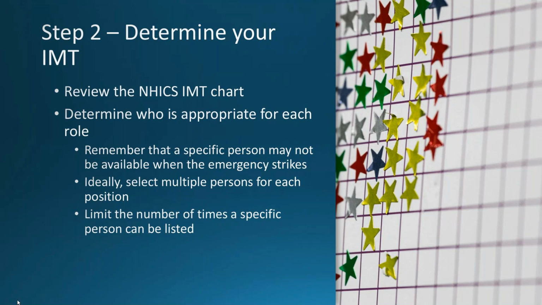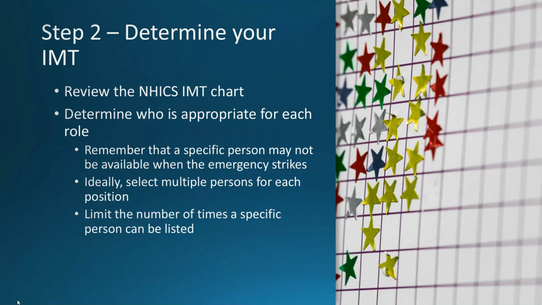Determine your IMT chart. Who's going to fulfill which roles? I realize that a specific person is not going to be available when an emergency strikes, or you may get lucky, but emergencies happen on the weekends. They happen at night. They happen all over the place in terms of when they happen. And it'd be really difficult to say you have one incident commander for your facility. You need to have somebody on site at all times that is responsible for making decisions.